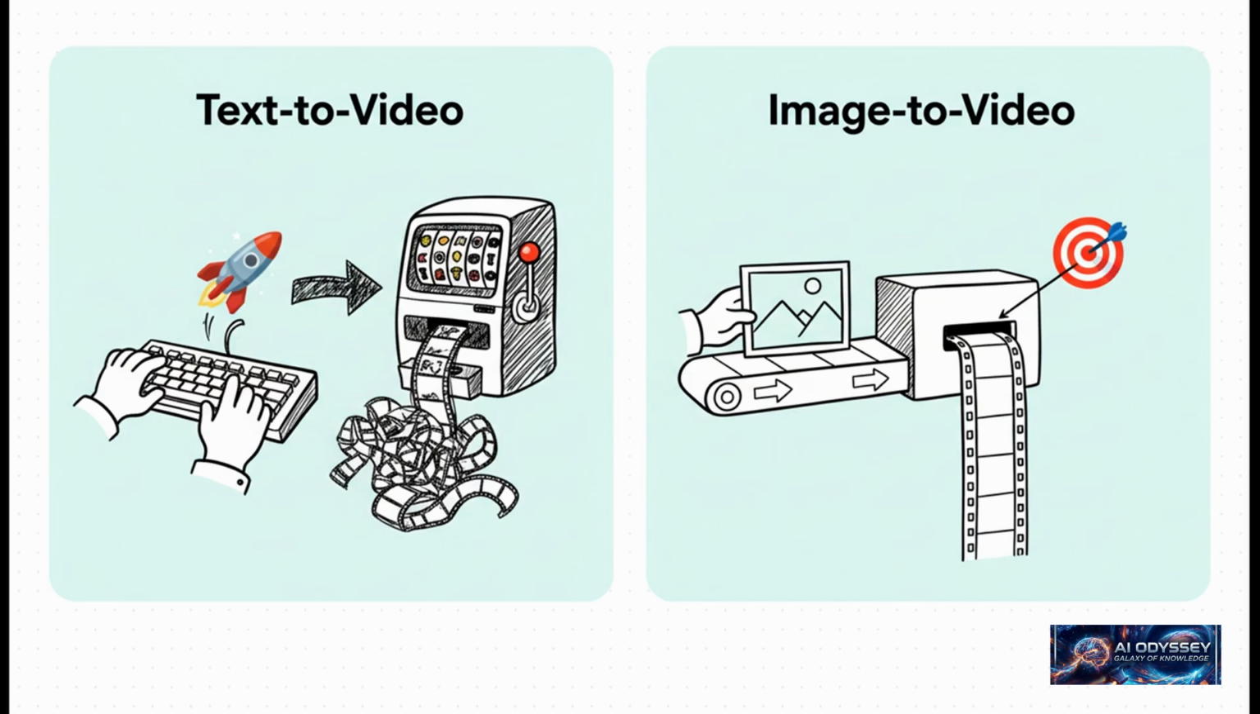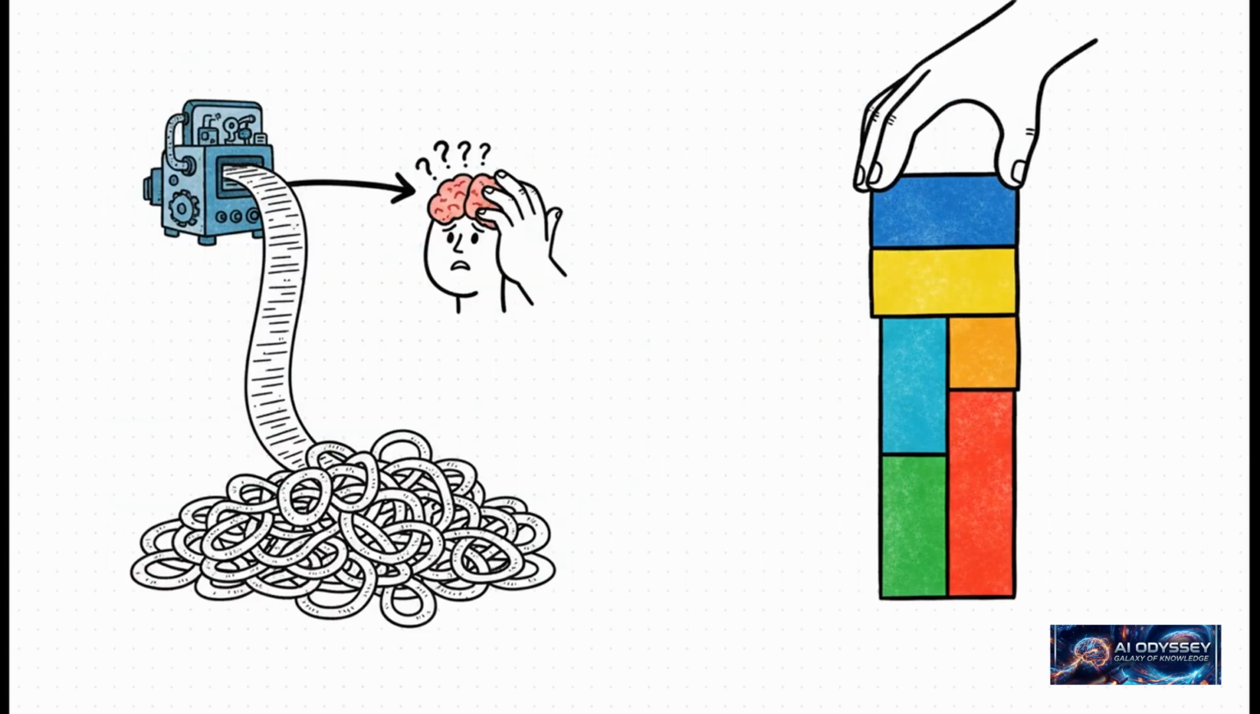For total control, image-to-video is the pro move. You create the perfect still image first, and then you bring it to life. And because generating images is so much cheaper than video, you can tweak your subject to perfection without burning through all your credits. All right, skill number 2 is all about how you write your prompts.